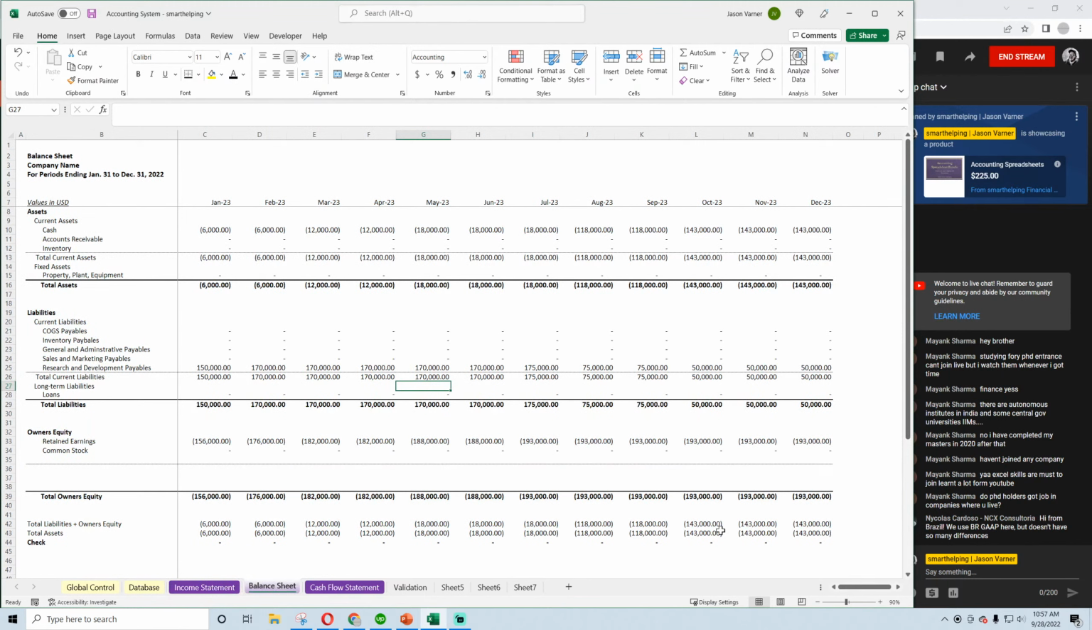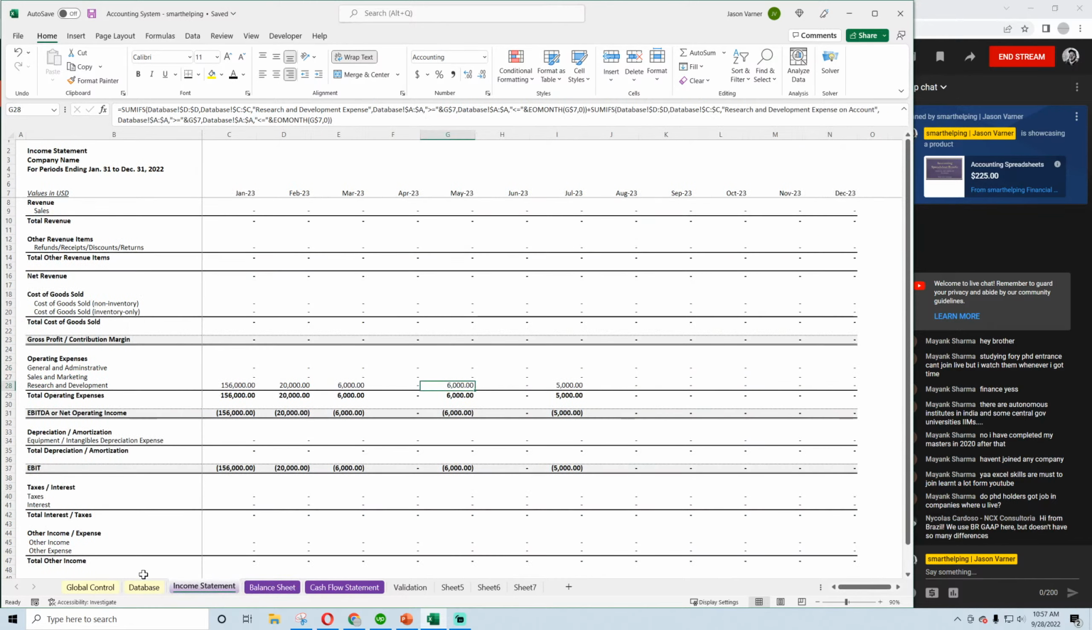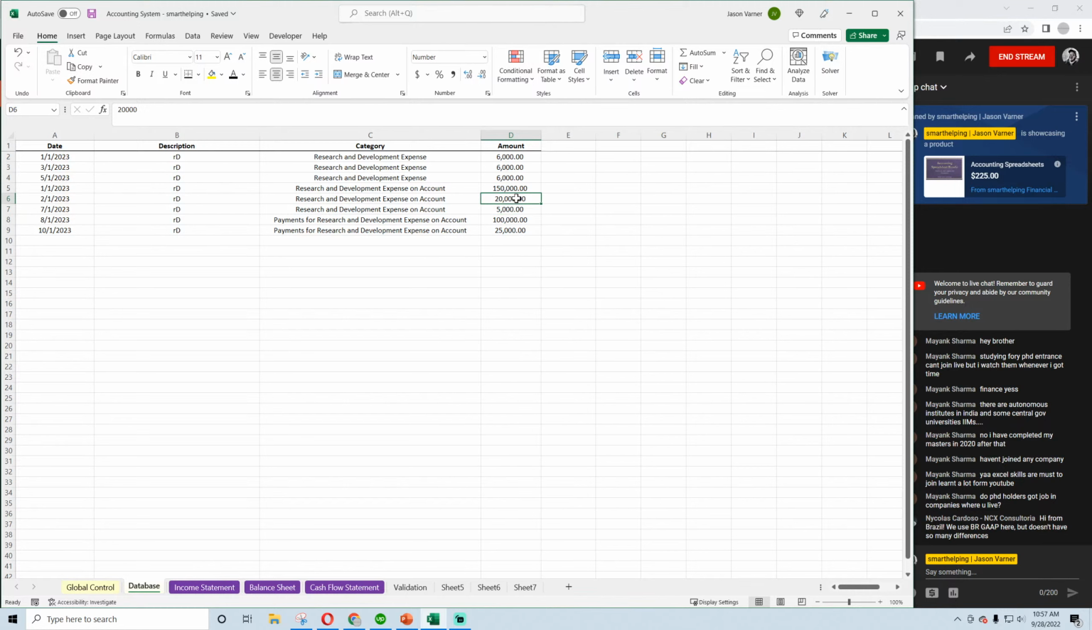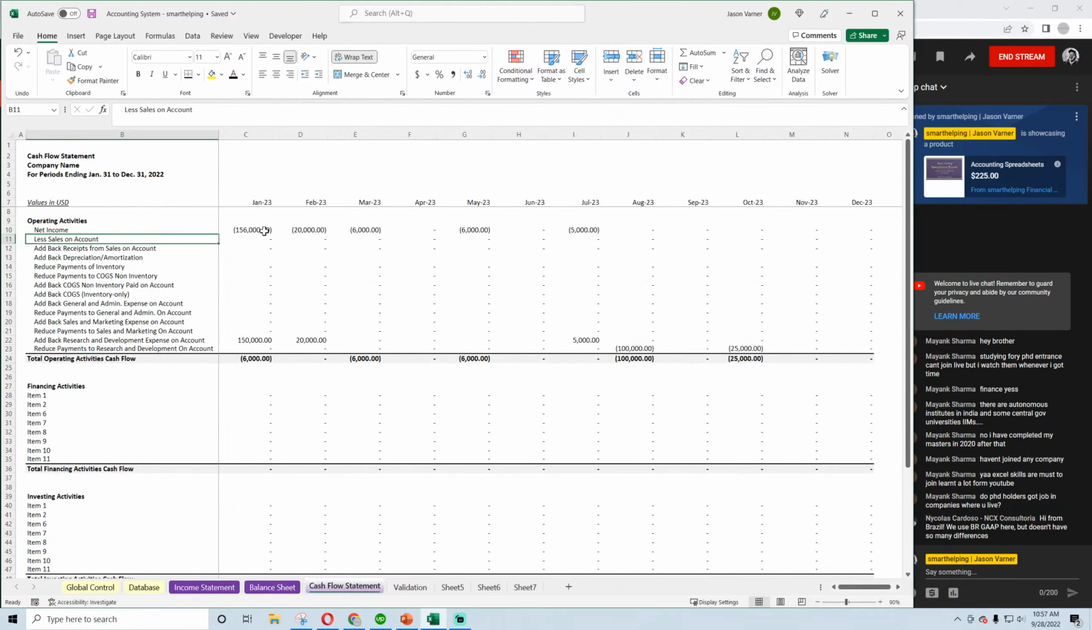Balance sheet, nice. Balance sheet is balanced. So we have our R&D payables over time here. We still actually owe 50,000 at the end of the year. That makes sense because we did 175 and then we paid back 125. So that's correct. And here's the effects on the cash flow. Looking great.